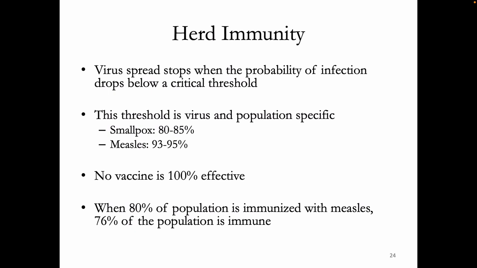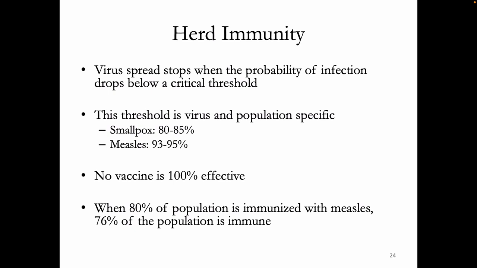So the idea here is that spread really stops when the probability of infection is below a particular threshold. That threshold is specific to the virus as well as based on some other details of a population. But you also need to realize that no vaccine is 100% effective. Some people are going to get vaccinated and not make a good immune response. There are also some people who cannot get vaccinated, either because of different types of immunodeficiencies or other types of disease states. And so, for example, with measles, we need about 95% of people to be vaccinated.